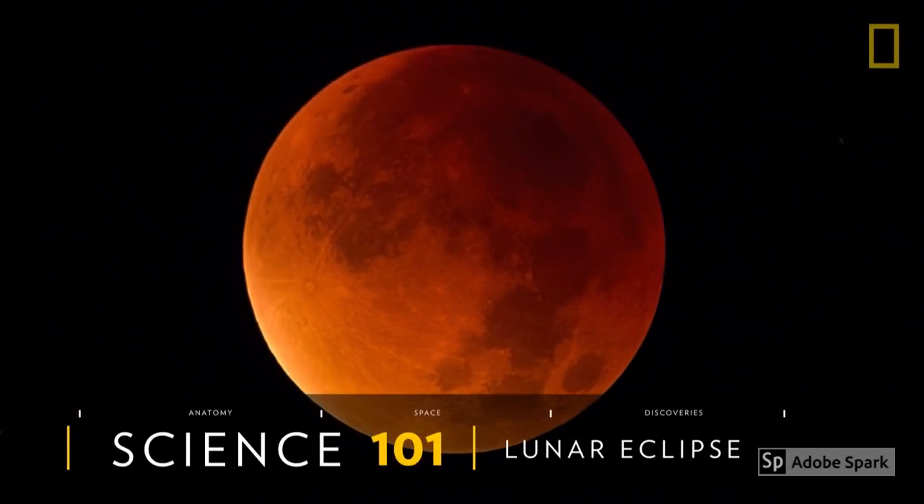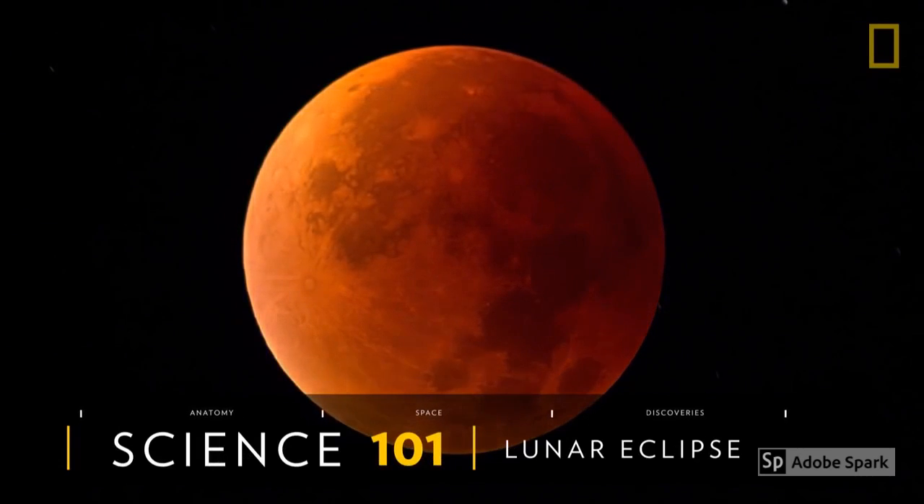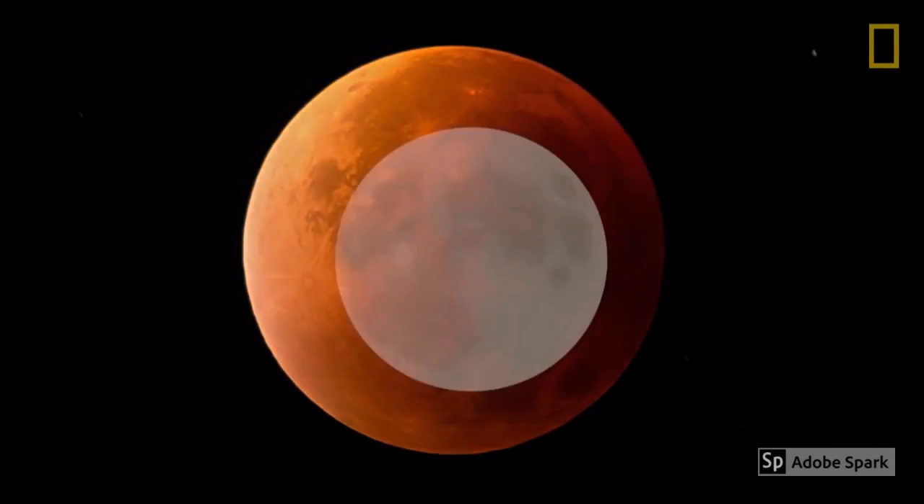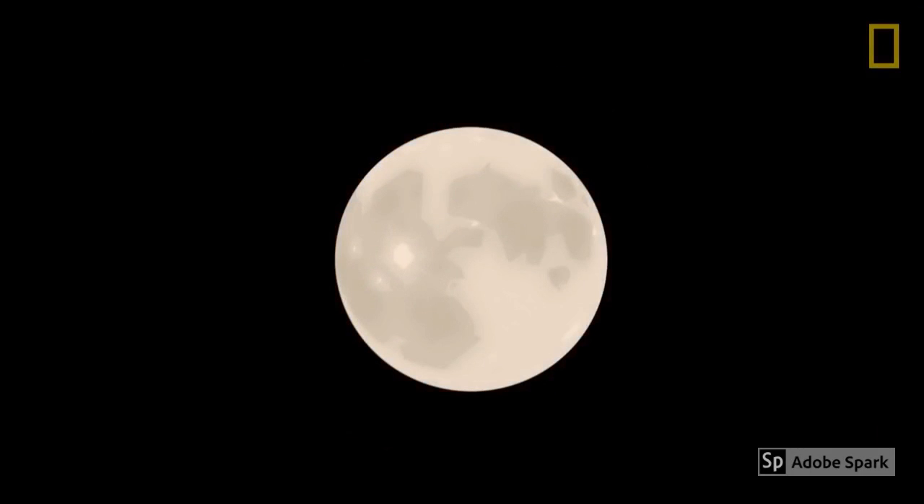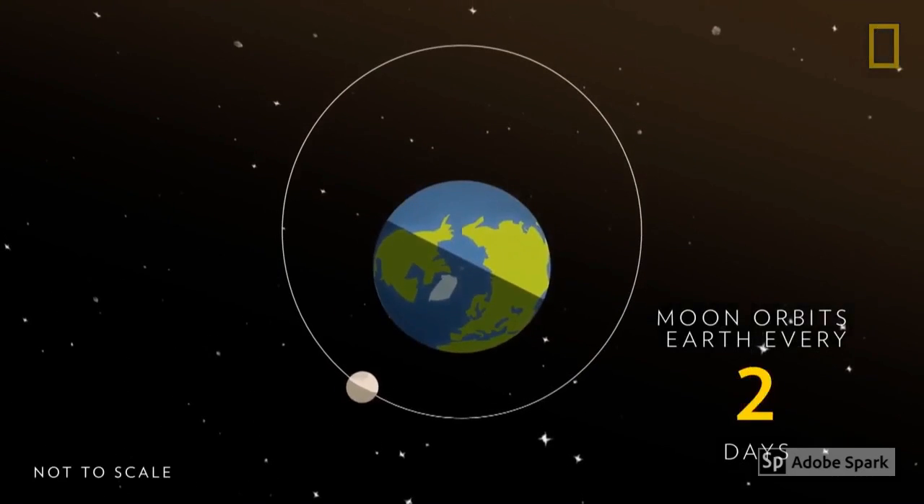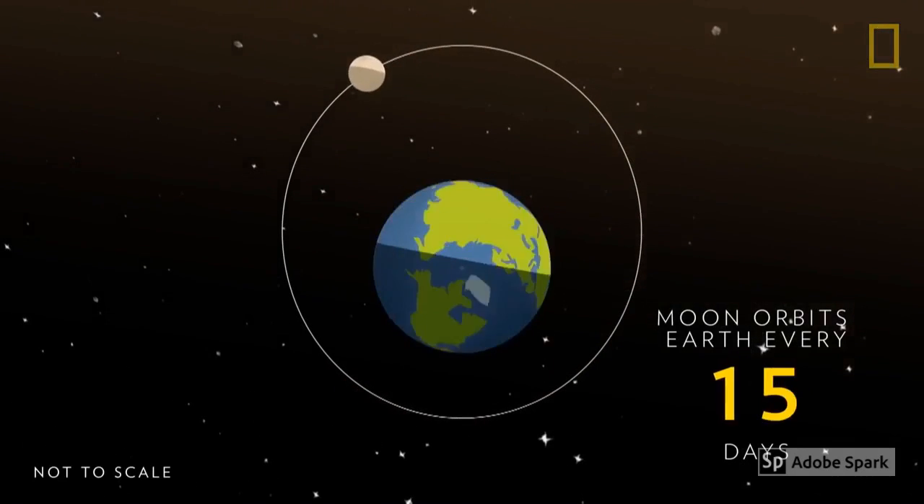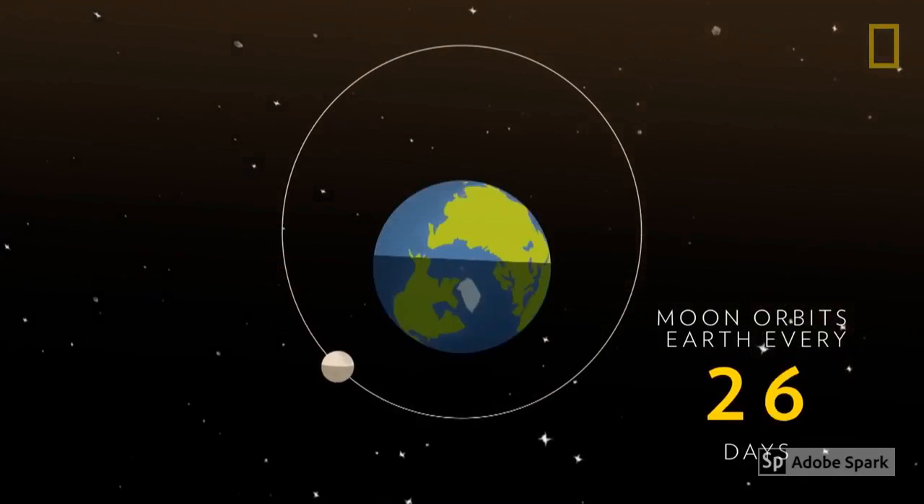A lunar eclipse happens when the Earth blocks some or all of the sun's direct light from reaching the moon. This cosmic event only takes place during a full moon, which happens once every 29.5 days, or the length of one full orbit of the moon around the Earth.